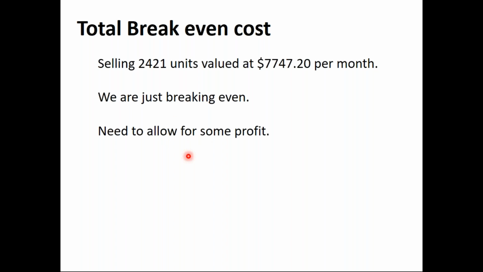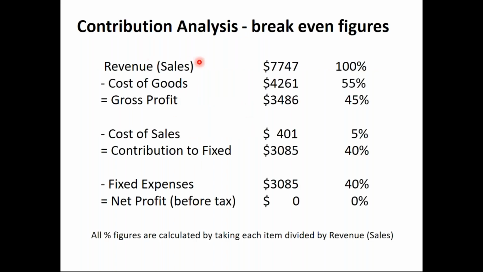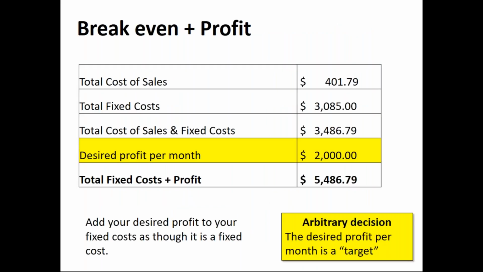So the thing is that we are just breaking even. And that's what this looks like here. So here's our contribution analysis. Our revenue would be $77.47. Our cost of goods is 55% of that. Our gross profit is 45% of that. Here's the cost of sales, which works out to 5%. Our contribution to fixed and our fixed expenses. So we're absolutely breaking even. So hopefully you're at least paying yourself at this point.